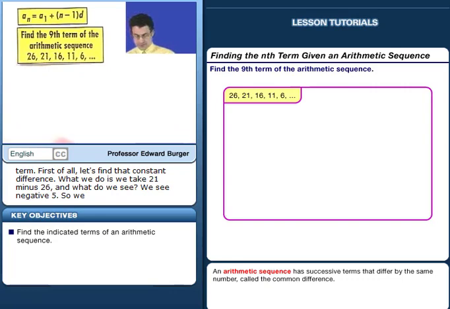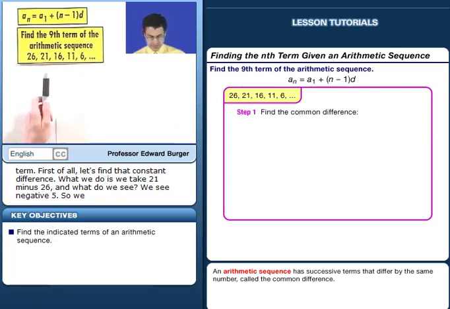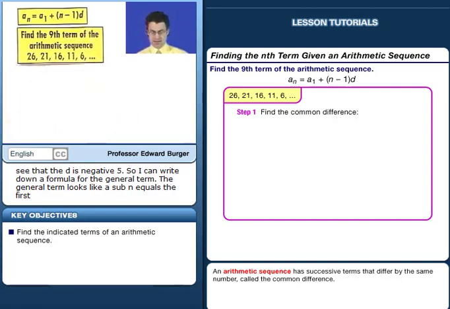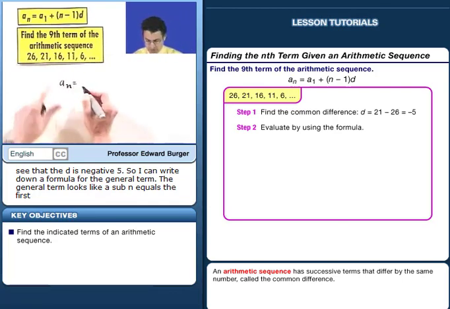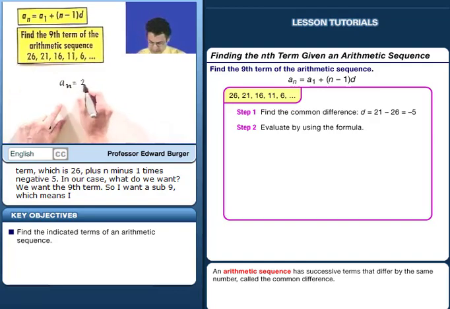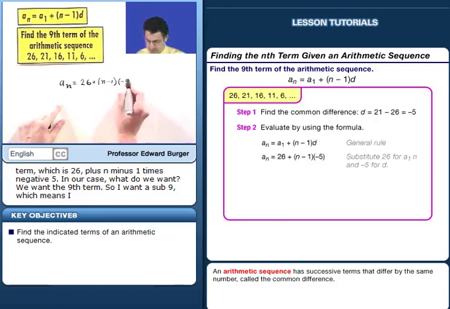We want to find the 9th term. Well, let's first of all find that constant difference. So what we do is we take 21 minus 26, and what do we see? We see negative 5. So we see that d is negative 5. So I can write down a formula for the general term. The general term looks like a sub n equals the first term, which is 26, plus n minus 1 times negative 5.